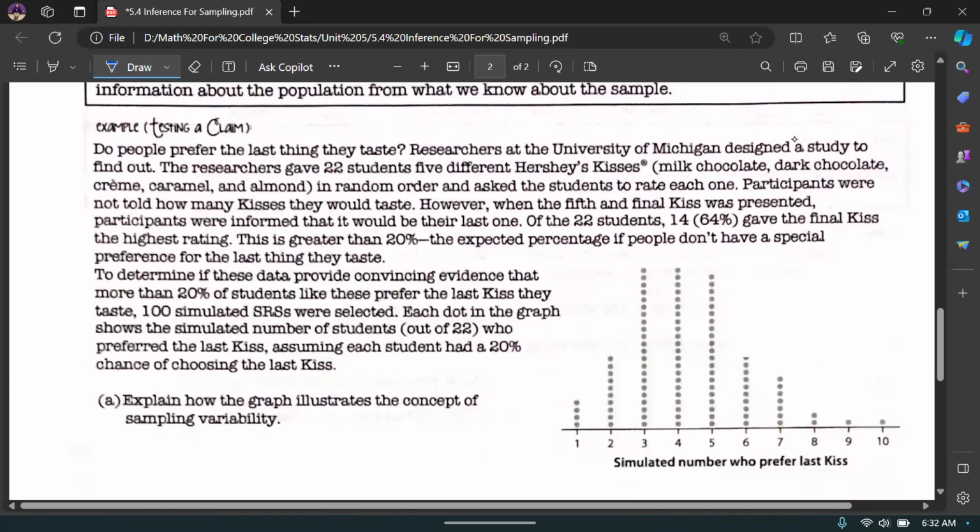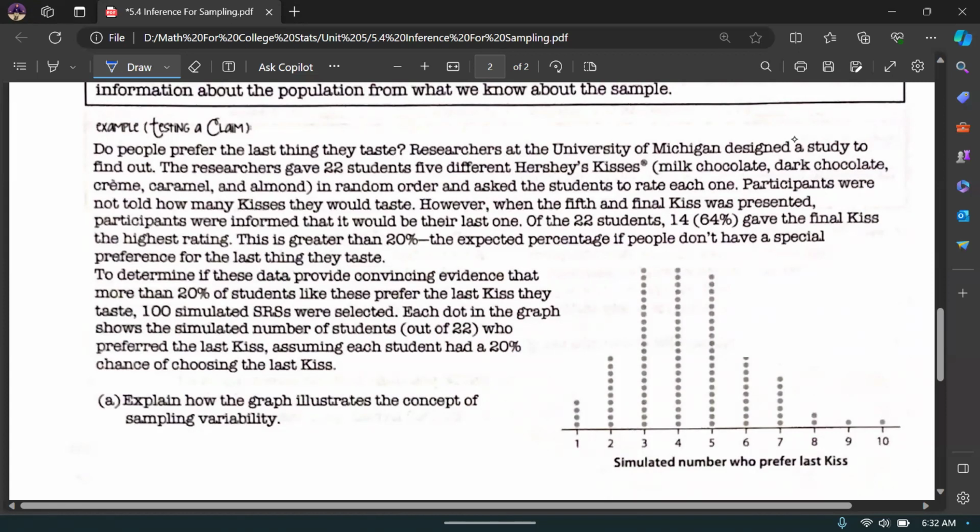All right. We got a lot of reading here, so let's get down to it. This problem says, do people prefer the last thing they taste? Researchers at the University of Michigan designed the study to find out. The researchers gave 22 students 5 different Hershey Kisses: milk chocolate, dark chocolate, cream, caramel, and almond, in random order, and asked the students to rate each one. Participants were not told how many kisses they would taste. However, when the 5th and final kiss was presented, participants were informed that it would be their last one.